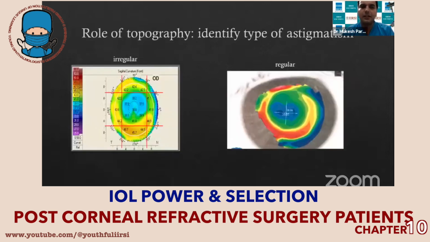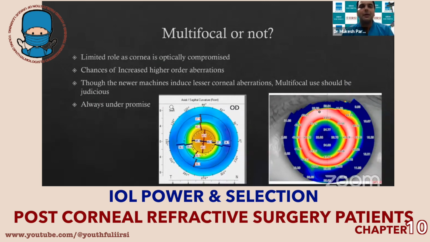And then this slide I've already shown, that you have to identify the type of astigmatism you are dealing with, regular or irregular astigmatism. Multifocal has a limited role, but considering the newer laser platforms which induce fewer aberrations on the cornea, multifocals still come in handy in patients who have a fairly well-centered ablation. The mesopic pupillary size should not be really large, and should not coincide with the smaller optical zones. Multifocal in these patients should be very judicious. The most important thing that I always do if I'm doing a multifocal in them is I always underpromise.